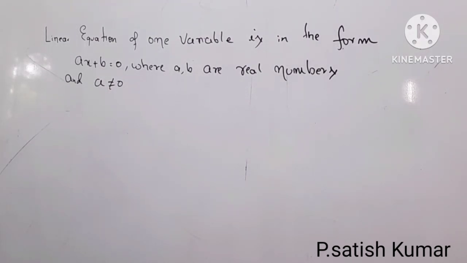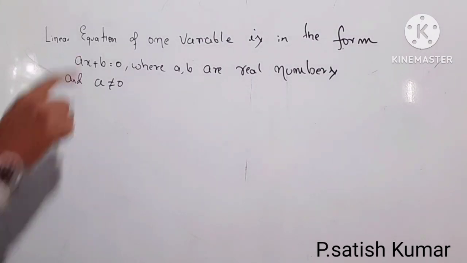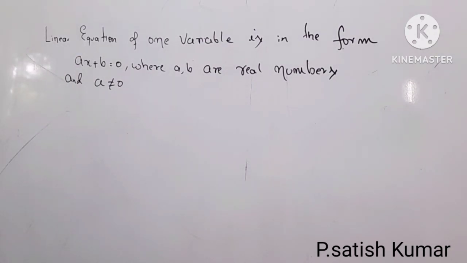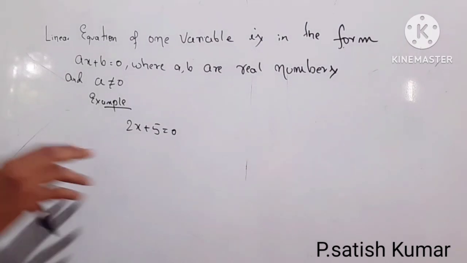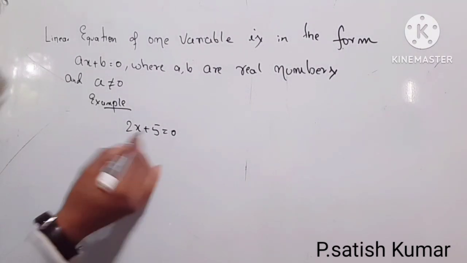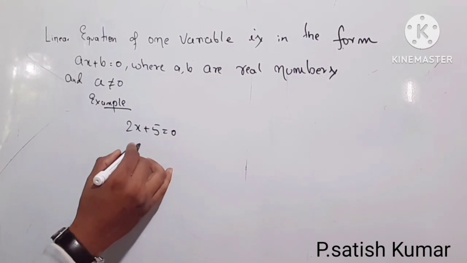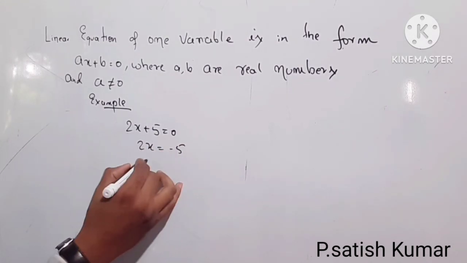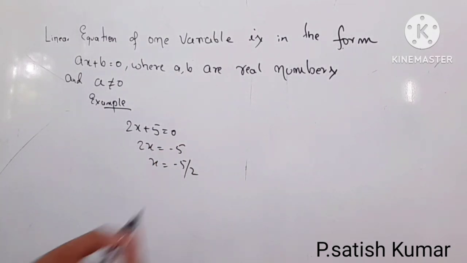Now we have entered the topic where we will learn the linear equation in two variables. Next, for example, they gave us 2x plus 5 equal to 0. Now they are asking to find the x value. We already did this type of thing, so 2x is equal to minus 5, so x is equal to minus 5 by 2.